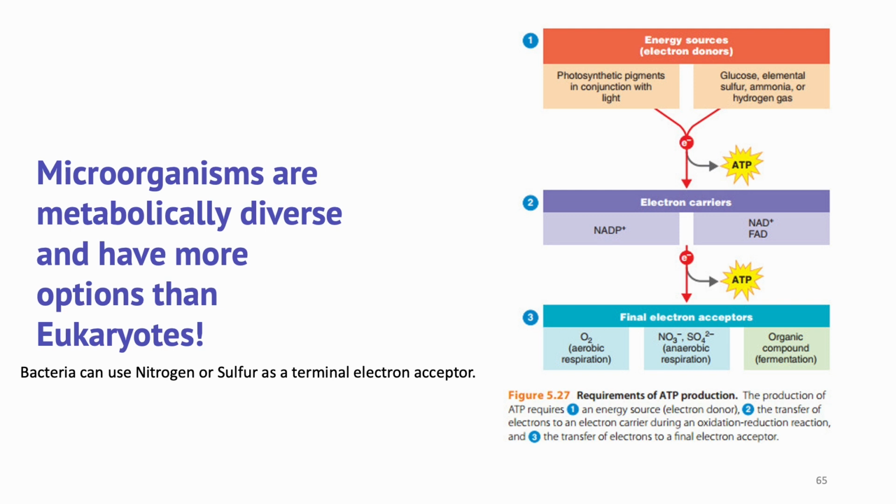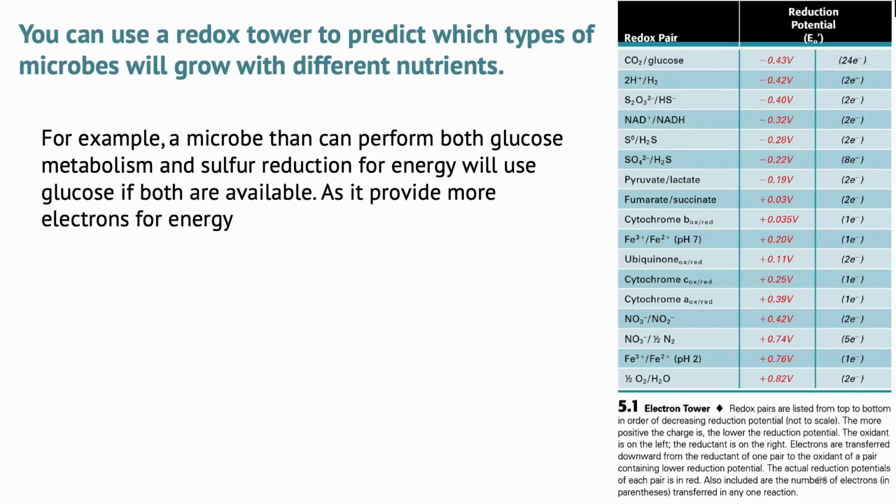So what we've covered is that microorganisms are metabolically very diverse, and they have way more options than eukaryotes. Bacteria can use different types of nitrogen and sulfur as a terminal electron acceptor, but when given the chance, they're going to go for what gives them more bang for the buck, right? And the way that I think about what's going to give me more bang for the buck is I'll look at a redox tower and pair that with the metabolic genes that a microbe that I'm trying to isolate might have.